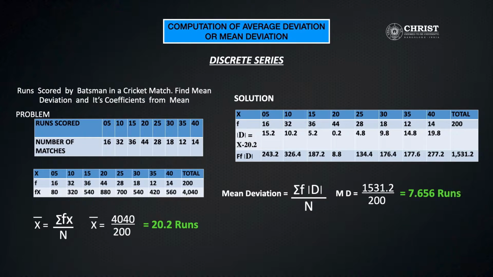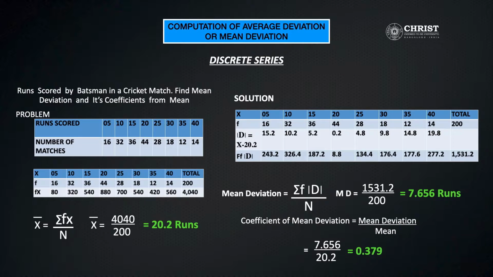So now we can calculate the mean deviation, that is 1531.2 divided by 200, and you will get 7.656 runs. Coefficient of mean deviation is mean deviation divided by mean, that is 7.656 divided by 20.2, which is 0.379. For the coefficient we will not write the units, whereas for mean deviation we have to write the units. Now for continuous series, the formulas are the same. So that's that of the discrete series.